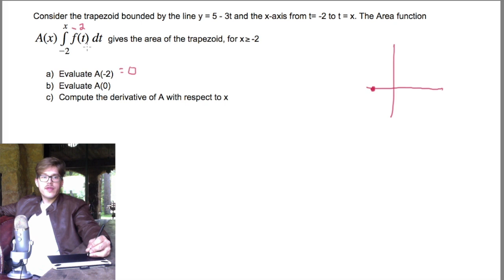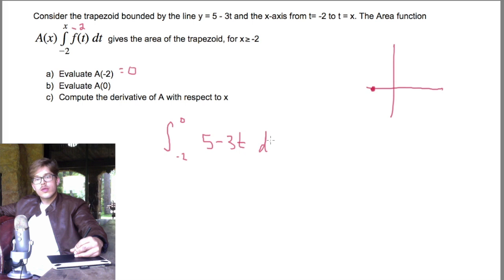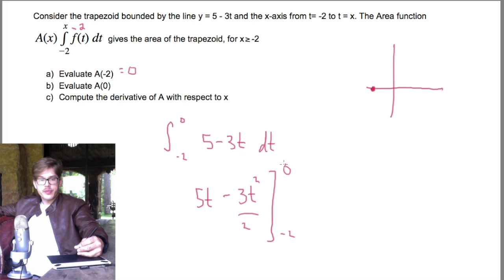Okay, now evaluate A of 0. Here we can actually do some math. We'll have the integral from -2 to 0 of f of t. Well, what is f of t? It's 5 minus 3t dt. And so let's find this integral. The integral of 5 is going to be 5t, and the integral of minus 3t is going to be minus 3t squared over 2. And this is again bounded from -2 to 0.